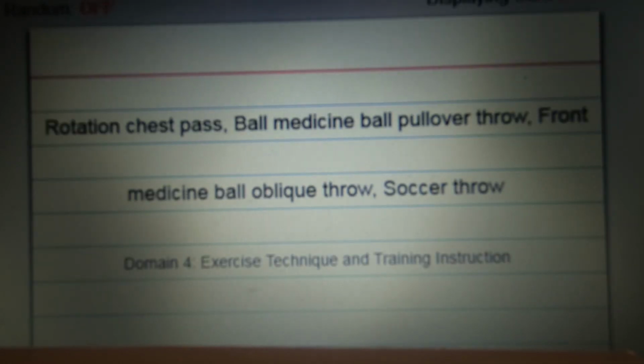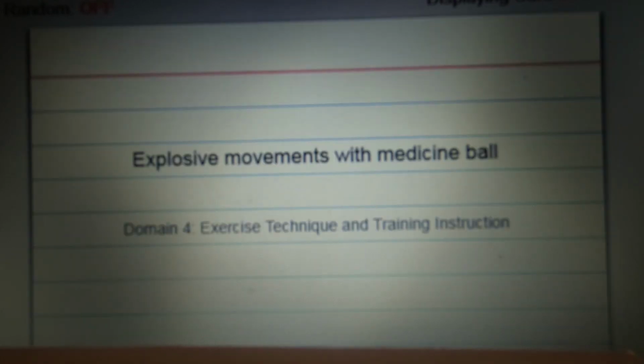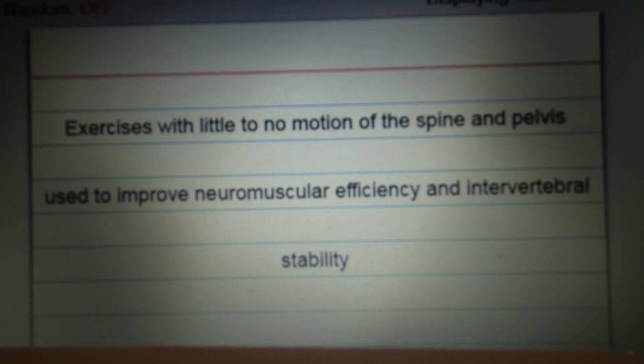What are 4 core power exercises? Rotation chest pass, ball pullover throw, front ball oblique throw, soccer throw. Core power exercises are easily identified by explosive movements with a medicine ball. Exercises with little to no motion of the spine and pelvis used to improve neuromuscular efficiency and intervertebral stability.